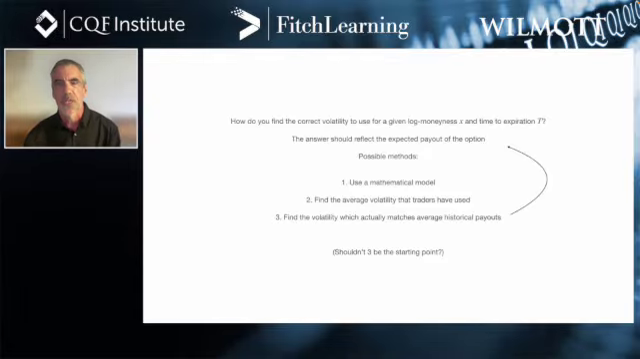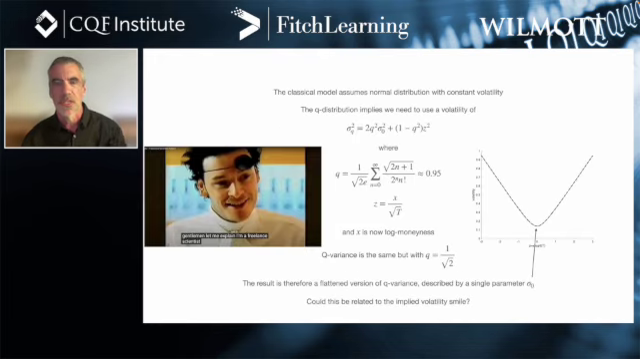And three possible methods suggest themselves. One, use a mathematical model. Two, find the average volatility that traders have used. And three, find the volatility which actually matches historical payouts. And you think that three should really be the starting point if you're trying to calibrate a probabilistic model to get the expected payouts. But anyway, let's do the normal mathy thing, which is to start with a model.